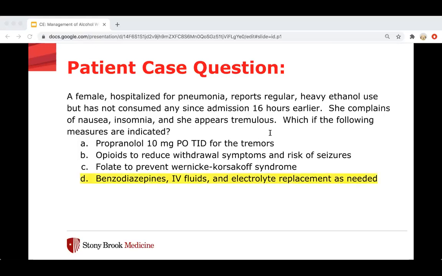We're going to be giving the benzos, the IV fluids, and replacing any electrolytes that may be needed at this time. I saw the answer A, propranolol. Like I said, beta blockers would not be given for alcohol withdrawal, as they can mask the signs, which is likely what is happening in this situation here.